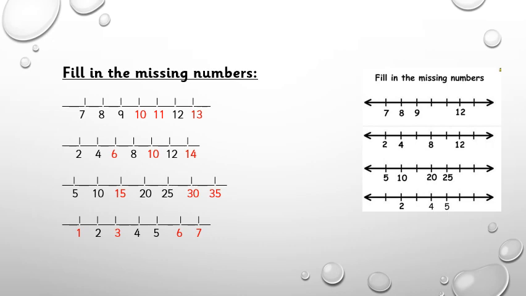Our next number line goes 5, 10, space, 20, 25, space, space. When we fill it in, we will fill in the 15, the 30, and the 35, so that it reads 5, 10, 15, 20, 25, 30, 35. And our last one goes blank, 2, blank, 4, 5, blank, blank. So when we fill in, we will fill in 1, 3, 6, and 7, so that our number line reads 1, 2, 3, 4, 5, 6, and 7.